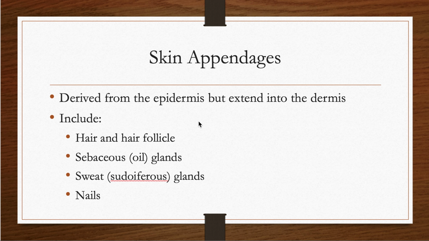All right, so today's notes are all about the skin appendages. These are derived from the dermis but extend into the epidermis of the skin. There are 4 appendages that are related to the skin: your hair and the follicle that it grows in, your sebaceous or oil glands, your sweat or sudoriferous glands, and your fingernails. So we're going to go through the 4 of those in today's notes.